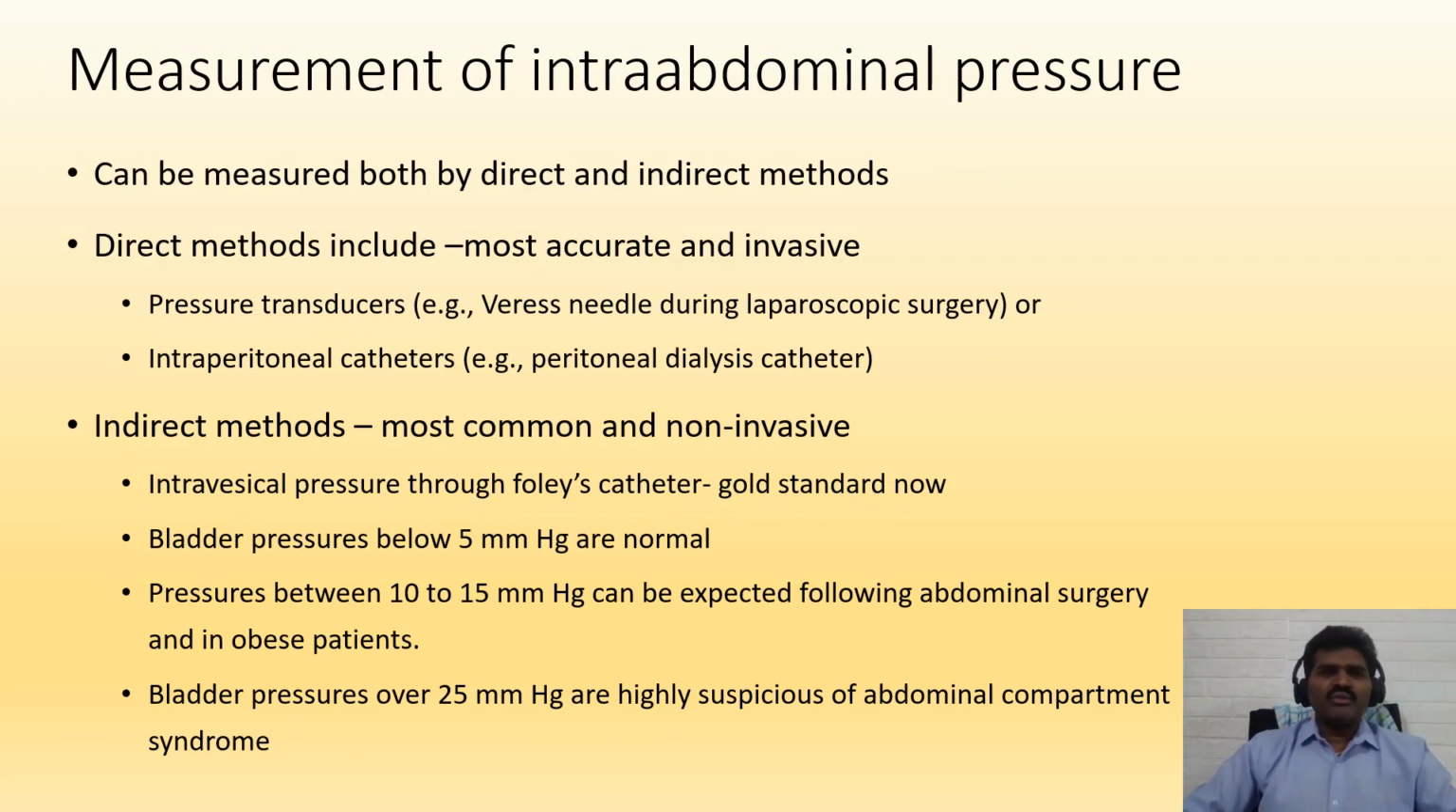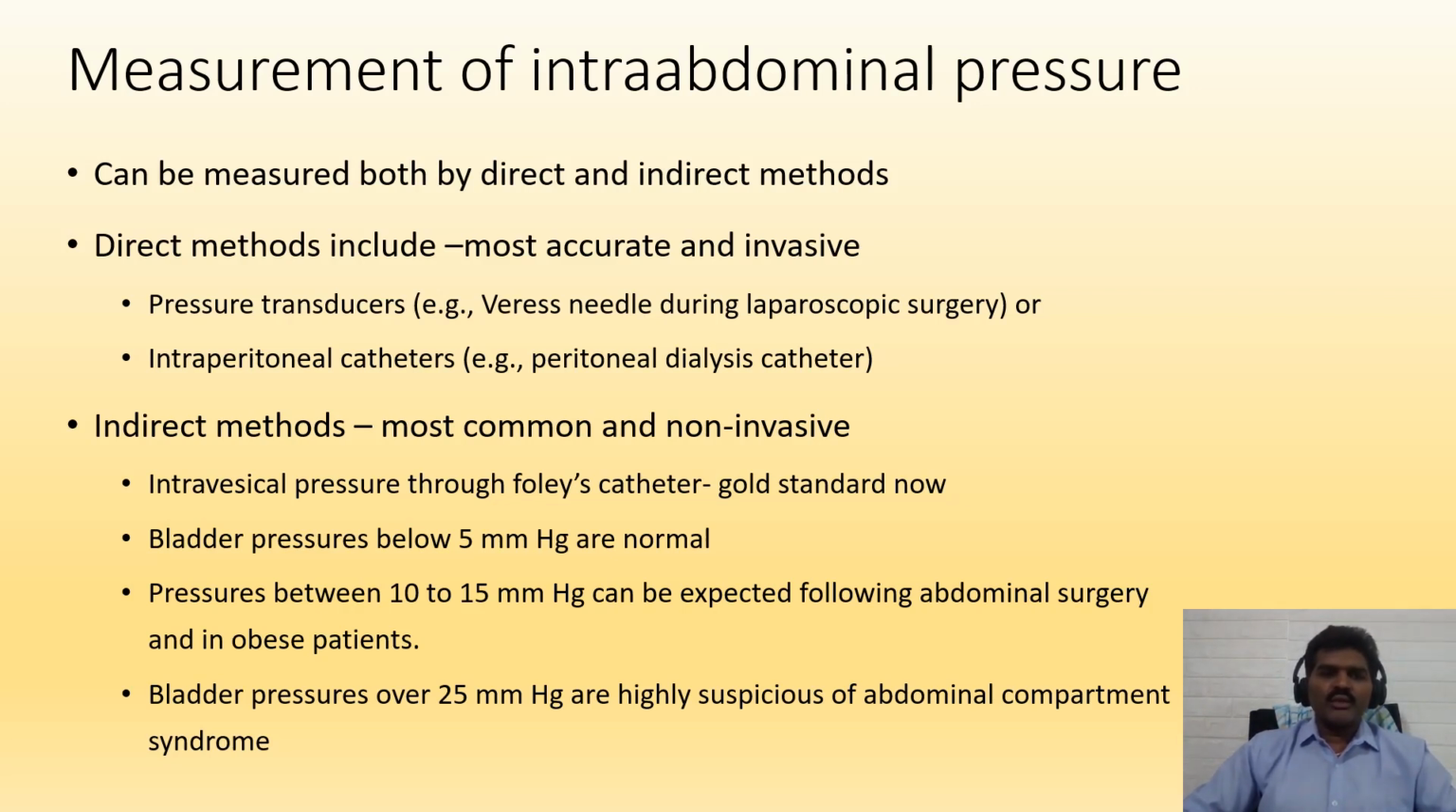Coming to the measurement of abdominal pressure, it can be measured either directly or indirectly. Direct methods usually include pressure transducers like a Veress needle during laparoscopic surgery, or intraperitoneal catheters placed transcutaneously, or a peritoneal dialysis catheter can be used. These direct methods are usually most accurate, but the invasiveness of these procedures limits their value. Most commonly used and the gold standard method is the indirect method. Non-invasiveness of this procedure made it the gold standard now.